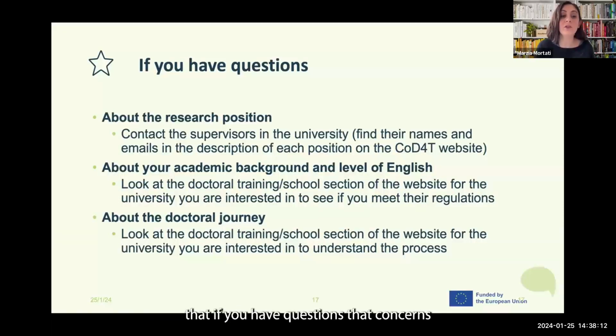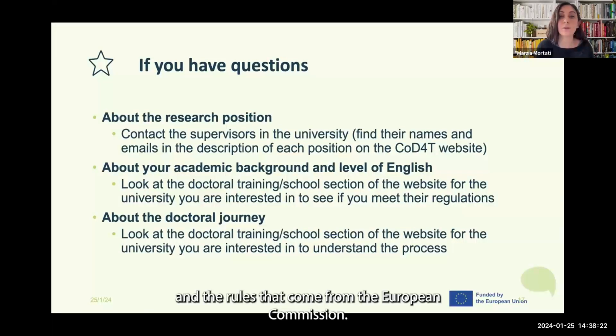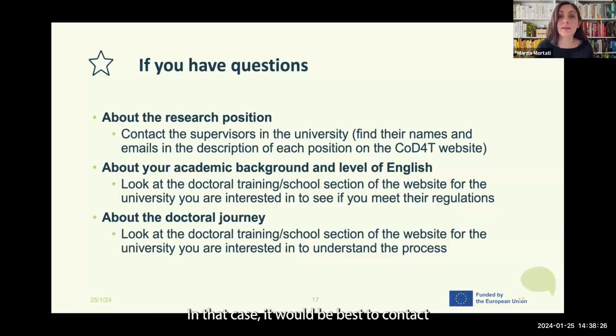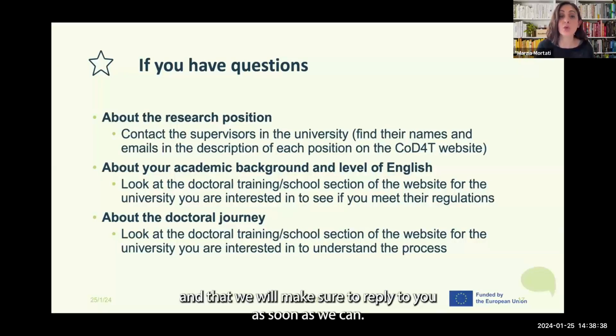And instead, if you have questions that concern specifically the doctoral journey, the overall process, the Marie Curie rules, and the rules that come from the European Commission, in that case, it would be best to contact the email address that you can find on the website, or contact us also via the social media channels, and we will make sure to reply to you as soon as we can.